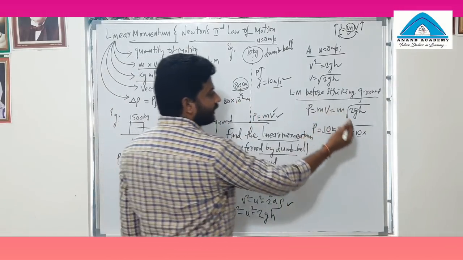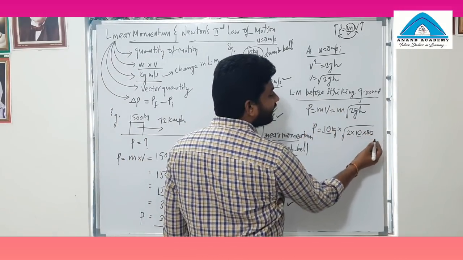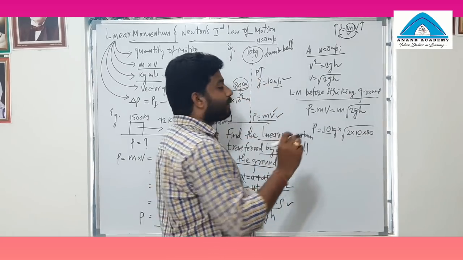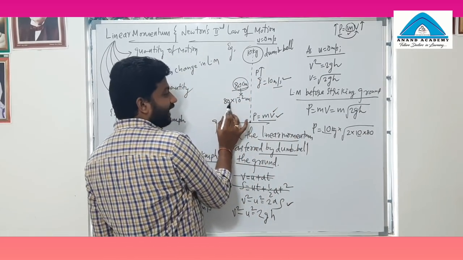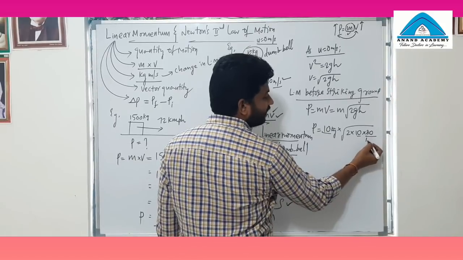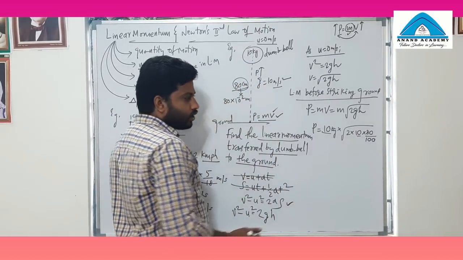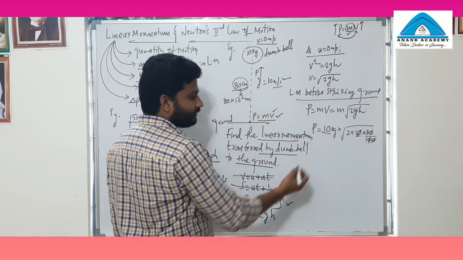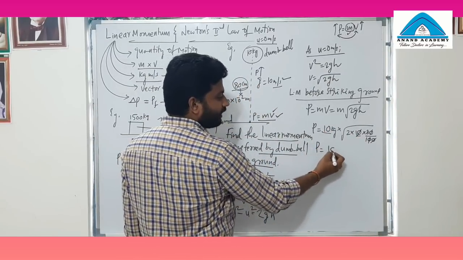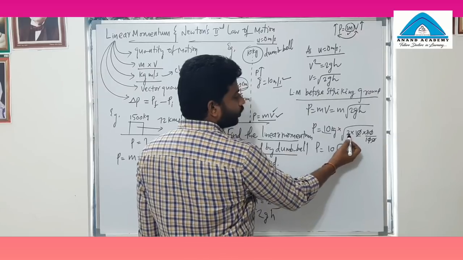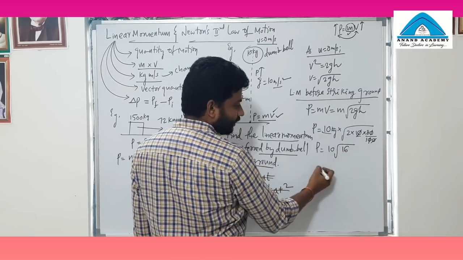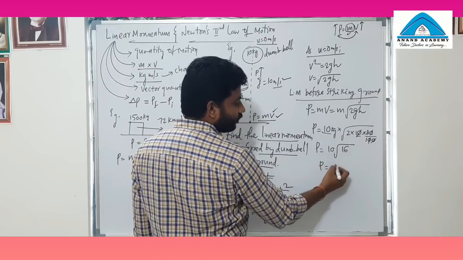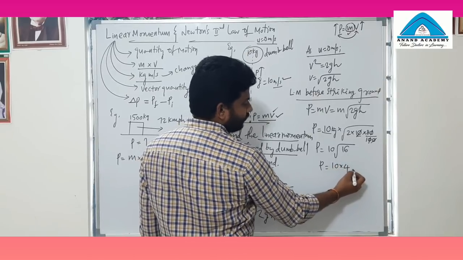Okay. So now what I can write, height is 80 into 10 raised to minus 2. So this I can write as 80 by 100. Understand? 80 by 100. Clear? So here one zero, one zero, another zero, another zero cancelled. So P is equal to 10 into square root of 2 into 8, that is 16. So what I can write? It is 10 into 4, it's 40.